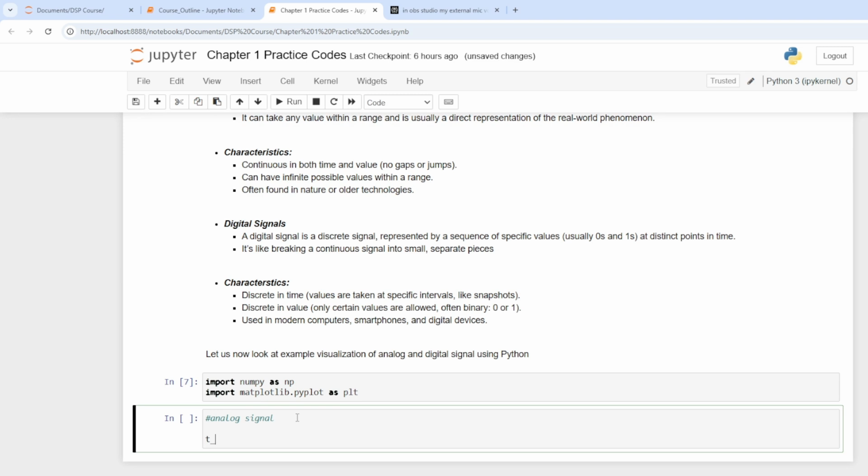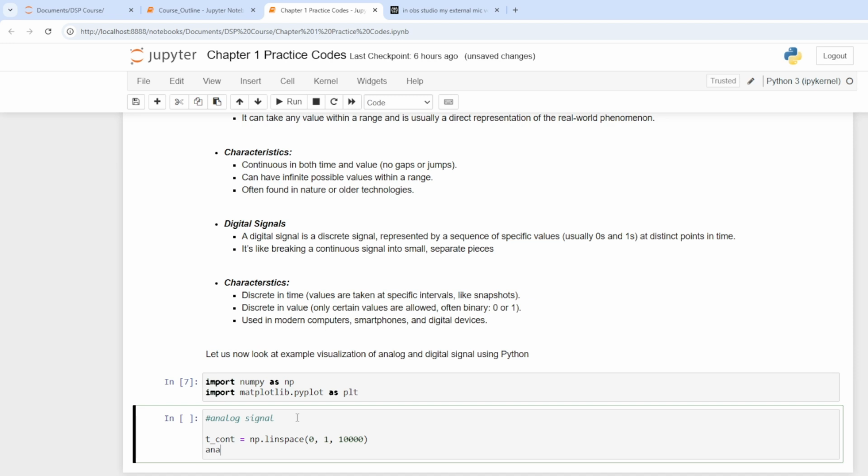Let's say we have a signal in continuous time, for example a signal between a starting point of 0 and 1 with, let's say, 10,000 values. Okay, so an analog signal may be a sine wave, which could be represented as follows. We say np.sin will have 2, and let's also define the signal's frequency as 5 Hz.